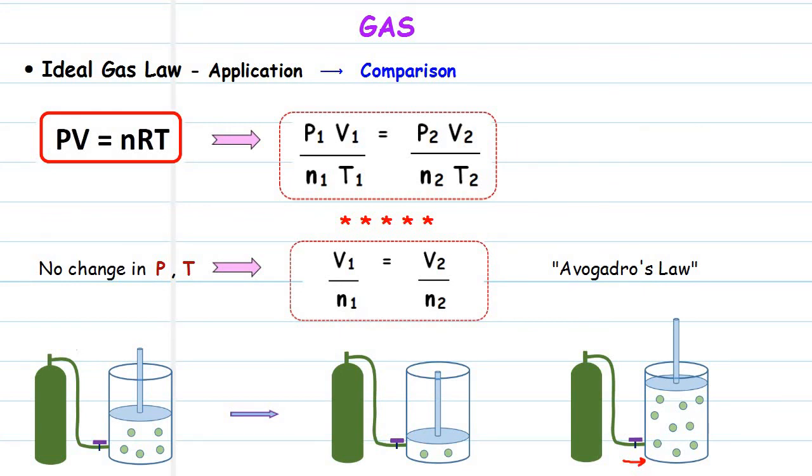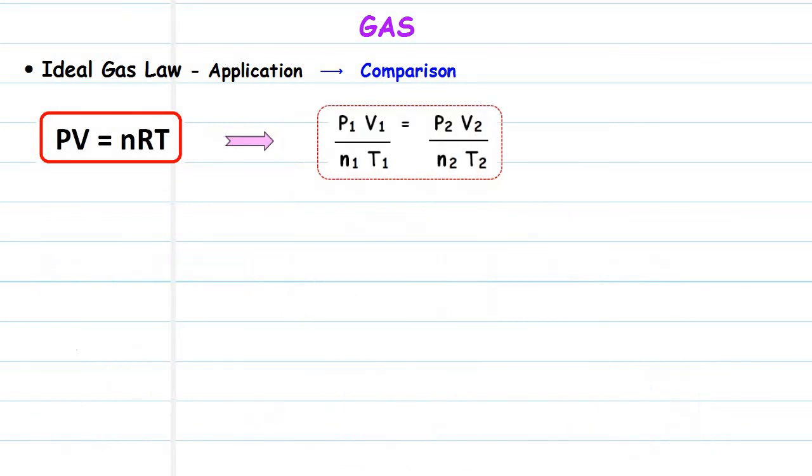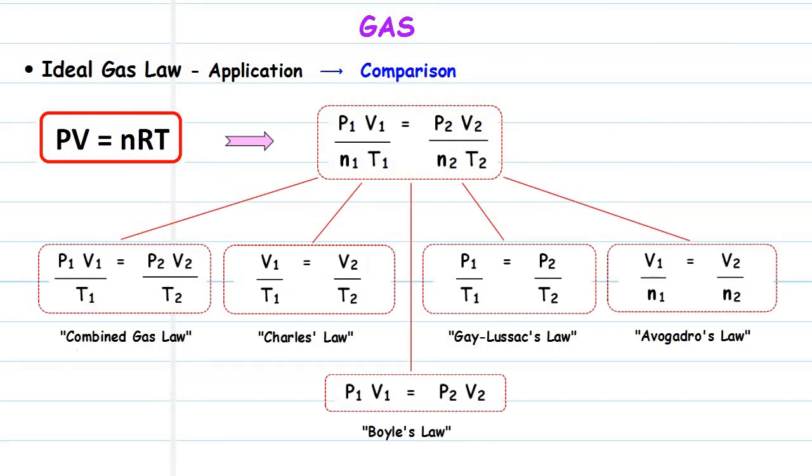V and N are directly proportional to each other. Let's summarize a little bit. From the ideal gas law, PV equal to nRT, we can get P1 V1 over N1 T1 equal to P2 V2 over N2 T2 when we try to compare gas in two different situations. And from that, we can get many more formulas or laws. We can get the combined gas law, Charles' law, Boyle's law, Gay-Lussac law, and Avogadro's law, just from one PV equal to nRT.